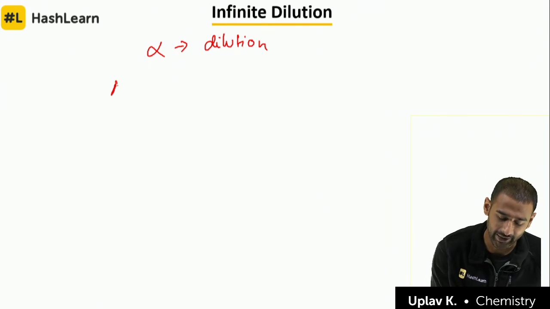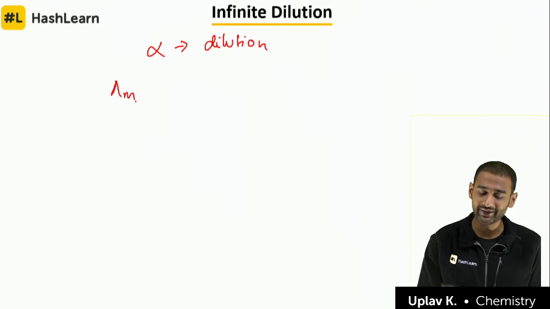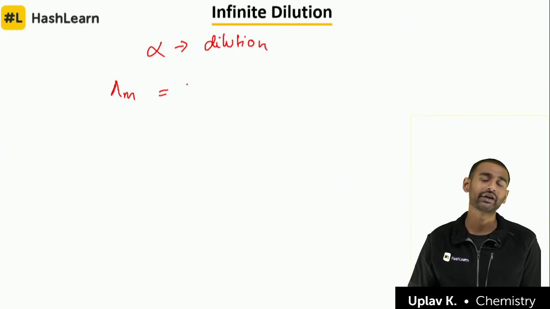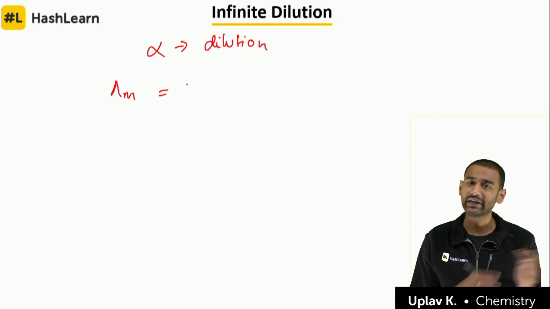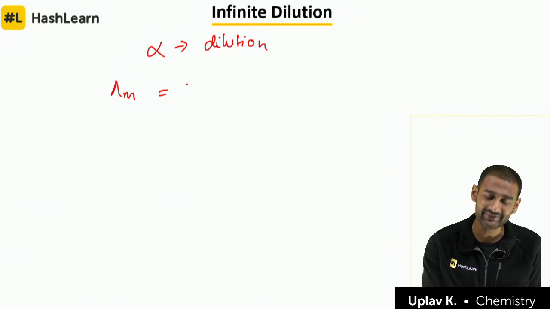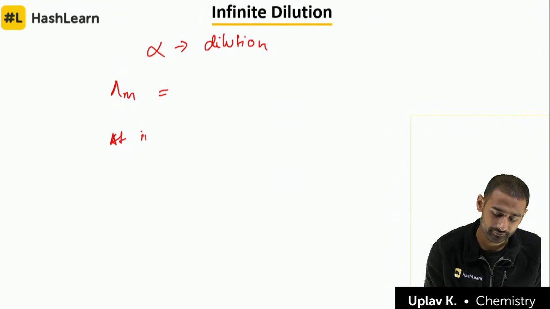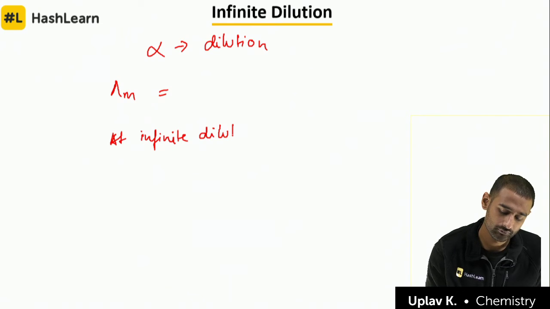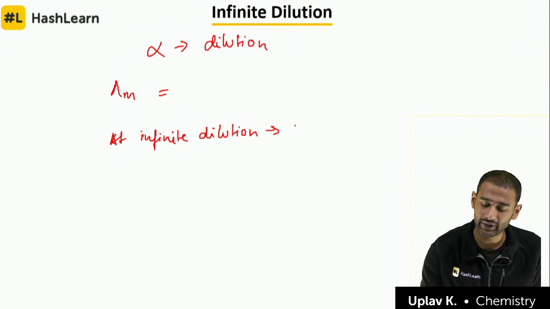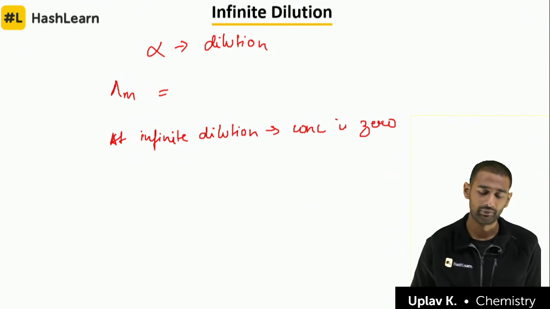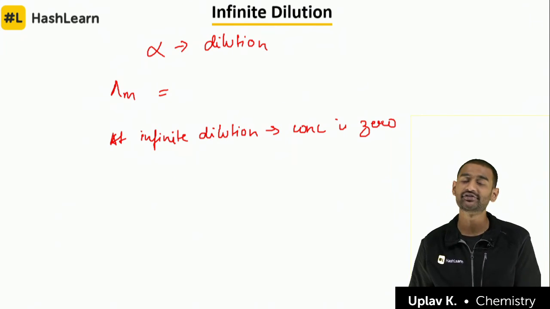So what happens if you take something like molar conductivity? This thing depends on the concentration. If you keep on decreasing the concentration, can I say that this thing will go up? So what happens at infinite dilution? At infinite dilution, we can assume that the concentration is 0. Because if dilution is infinite, the concentration becomes 0.